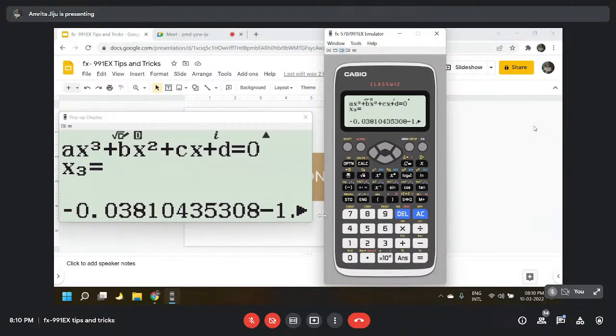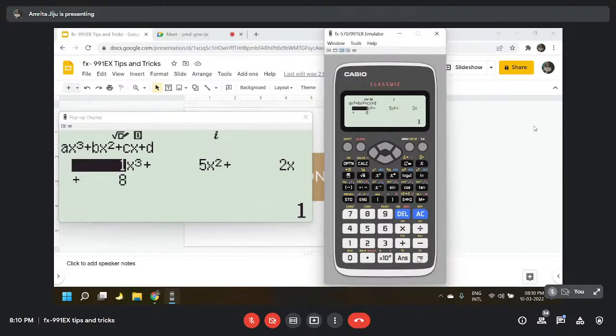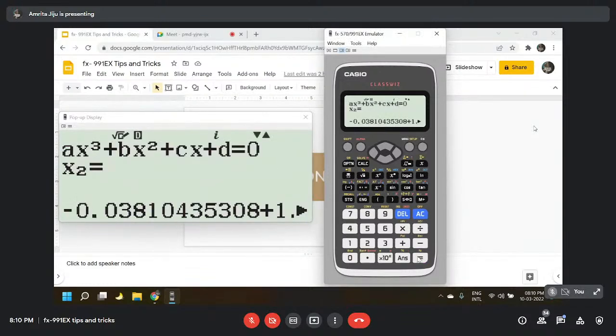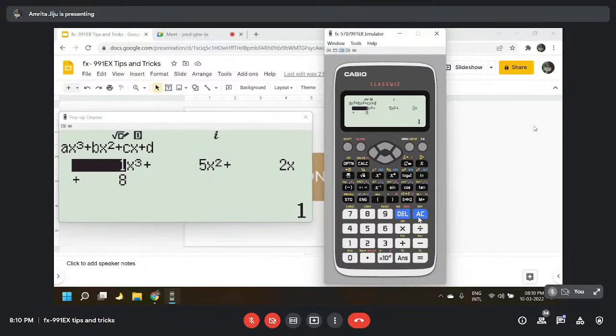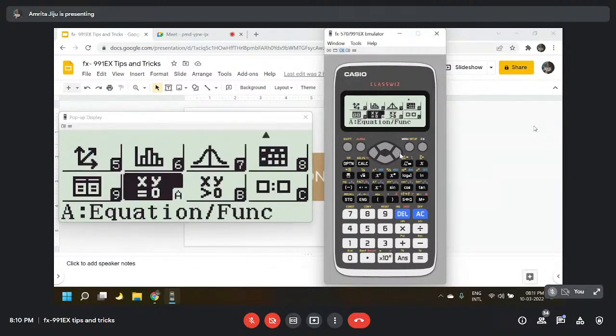So this came like this because it's a complex number. You can see minus something. So that's the reason why it's like that. So you can get real as well as complex solutions for that equation. So yeah, that's how we sort out equations using the FX-991EX calculator.